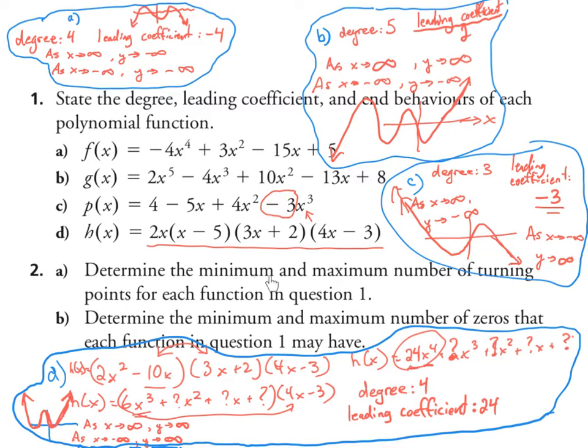All right, determine the minimum and maximum number of turning points for each function in question 1. I already showed you the maximum. It could go up, and then turn once to go down, and then turn to go back up, and turn to go back down again. So that's 3 turning points. The degree would have to be higher for it to turn any more than that. If we wanted it to turn again, it would have to be degree 5. So 3 turning points is the maximum number of turning points.